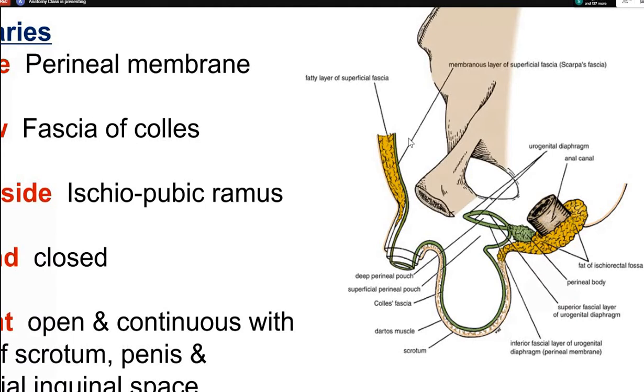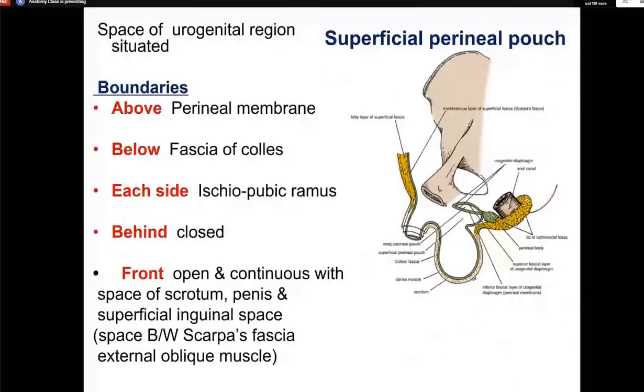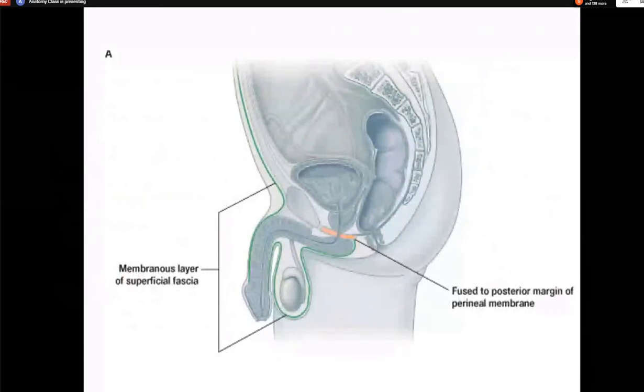Is it clear, this one, the superficial perineal pouch? Yes, ma'am. Now this one is the same thing, the green color, this one.